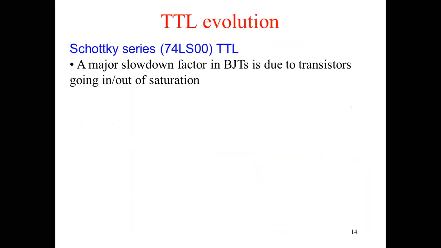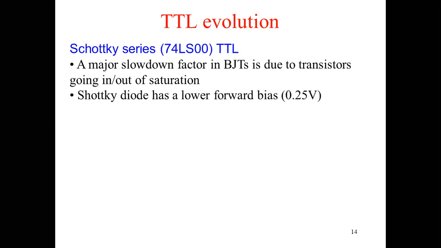Now the evolution of TTL: the Schottky series, LS. A major slowdown factor in the BJT is due to transistors going in and out of saturation. So when we use Schottky diodes or Schottky transistors, it will speed up the processing speed of the transistor. Always you see the frequency of your processor, and that frequency is nothing but the time taken to execute an instruction. So this is the Schottky series of TTL.